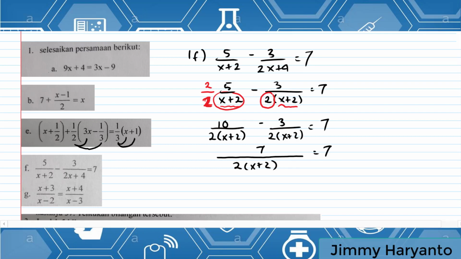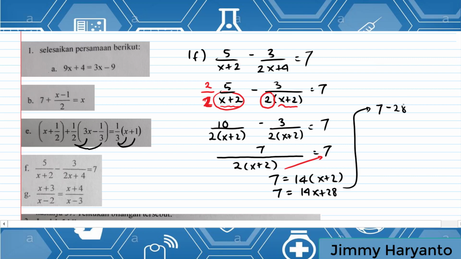And then cross multiply. 7 equals to 7 times 2 is 14 in the bracket (x plus 2), and then multiply it. 7 equals to 14x plus 28. Go right here. 7 minus 28 equals to 14x. Move the negative 28. Negative 21 equals to 14x. So I have x equals to negative 21 over 14. I have x equals to negative 3 over 2. There you go. It's the solution for x.